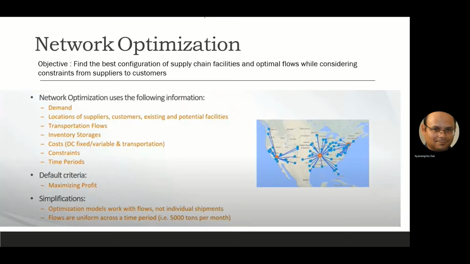And the default criterion for network optimization is profit maximization. However, it can also be altered to have the objective of cost minimization. In order to solve the network optimization problem, we need to simplify a few things, where we consider that we won't be working with individual shipments, and that the flow of products is uniform within the time period which we are considering for the experiments.